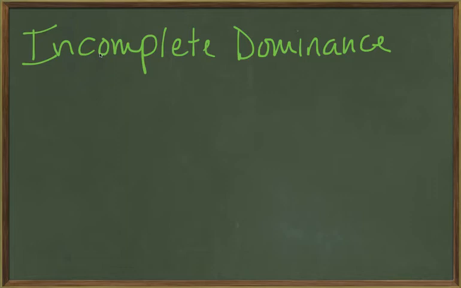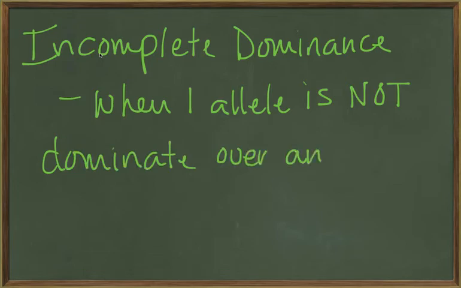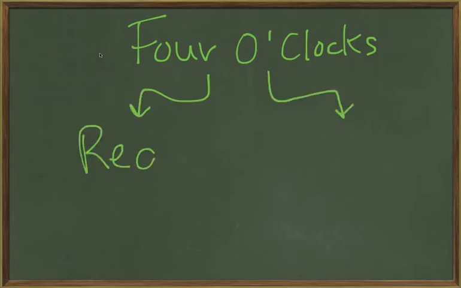But in these, you have alleles that can't trump each other. They're almost on equal footing. So what happens in incomplete dominance is when one allele is not dominant over another allele. For example, 4 o'clocks. These are a very popular flower in the South. Within these flowers, you have 2 major flower colors. You can either be red or you can be white.